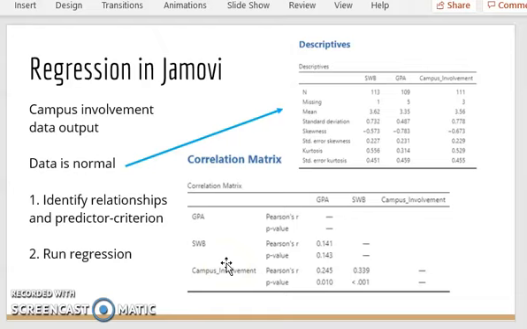If I had something like the Big 5, I wouldn't run a regression on that because one is not going to predict the other. I'm asking them all, they're all personality traits. It's not based on time or any other previous information, etc. So then I'm going to run the regression.